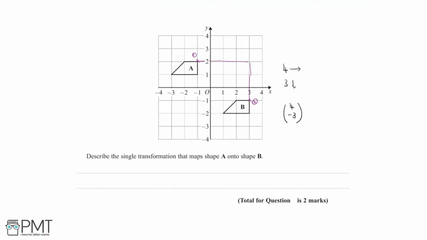And so we can say that the single transformation that maps shape A onto shape B is a translation by the vector (4, -3). And so the 2 marks in this question: the first mark is for identifying that it's a translation, and the second mark is for getting the correct vector of (4, -3).